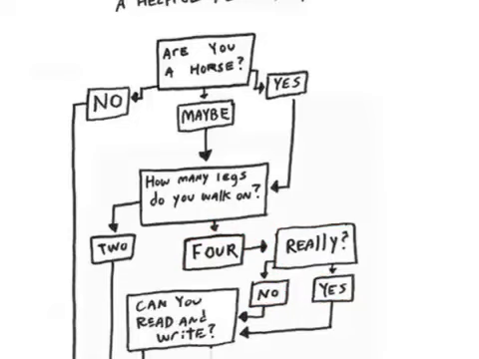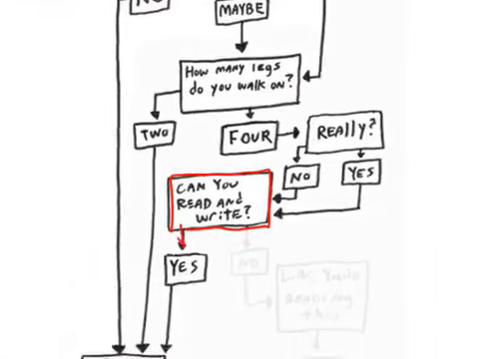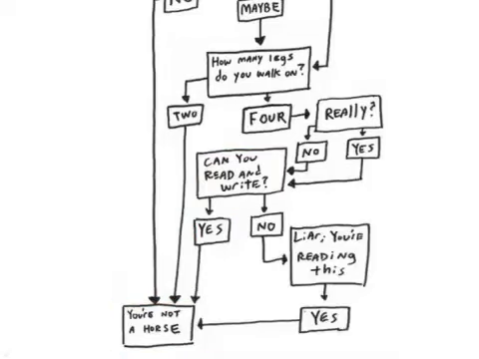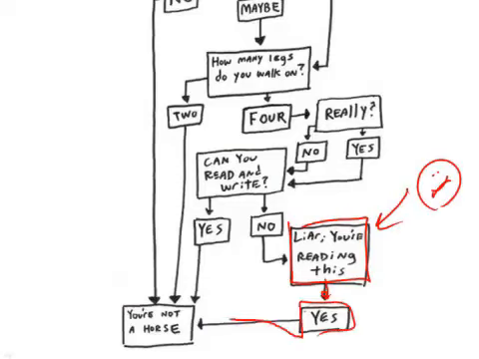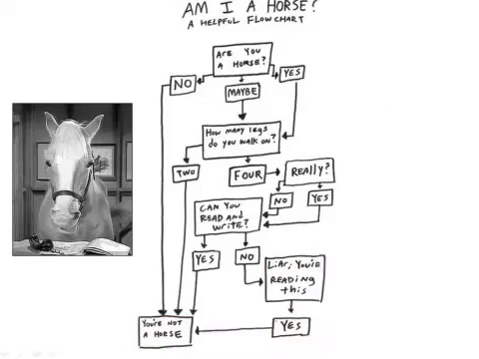Well, in either case, the answer is then the next decision. Can you read and write? And if the answer is yes, well, regardless of how many legs you walk on, you are not a horse. And if you answered no, then guess what? You're lying because you're reading this, which means that you're reading and you're not a horse. Point being, if you can even look at a flowchart, you are not a horse.